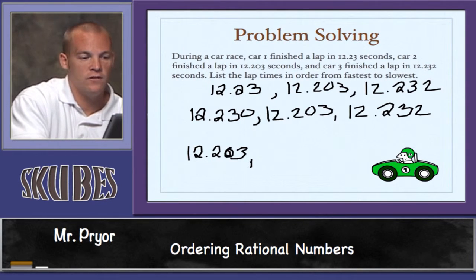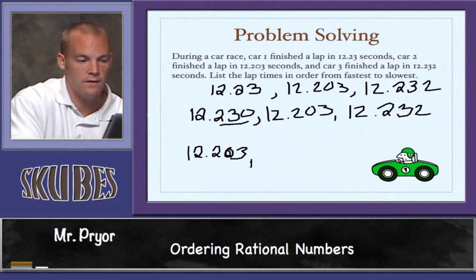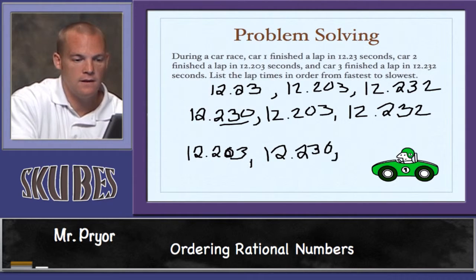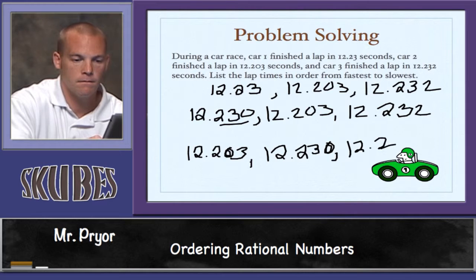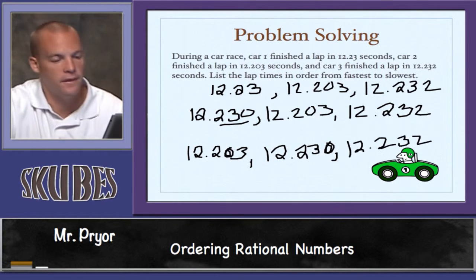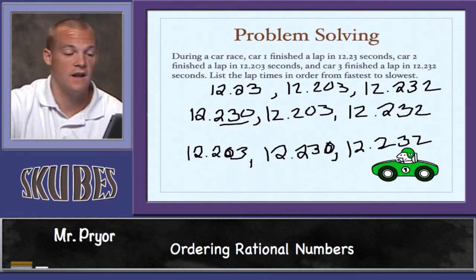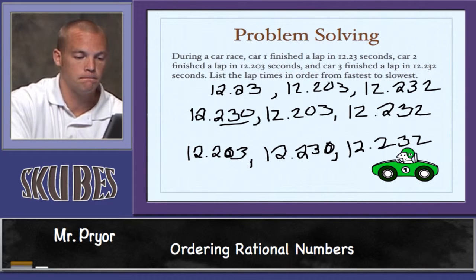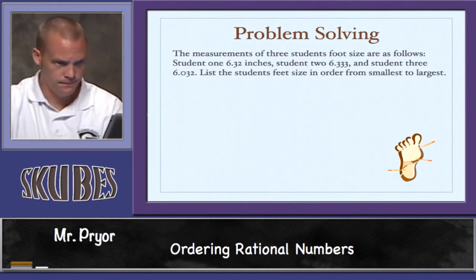Then it'll be 12.230 because 30 is less than 32. And then finally 12.232. And we get those all placed out in the correct order. So that's exactly what they would want you to do. And then the last one.